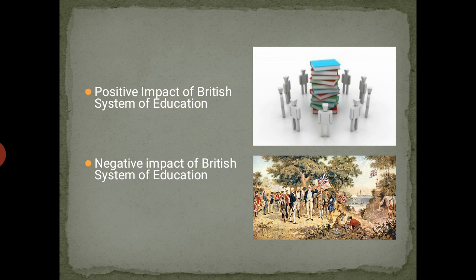Then second, negative impact of the British system. Listen, it created a division between the English-educated Indians and the rest of the Indians. Indigenous literature and thought were also ignored. Education became the privilege of those who could afford it, and hence only the rich Indians benefited. British textbooks glorified the British administration and philosophy. These are the negative impacts of education.